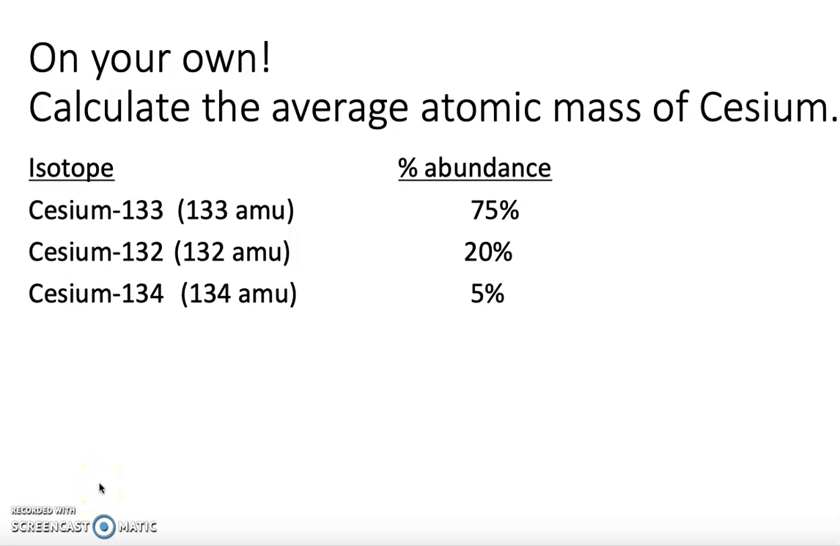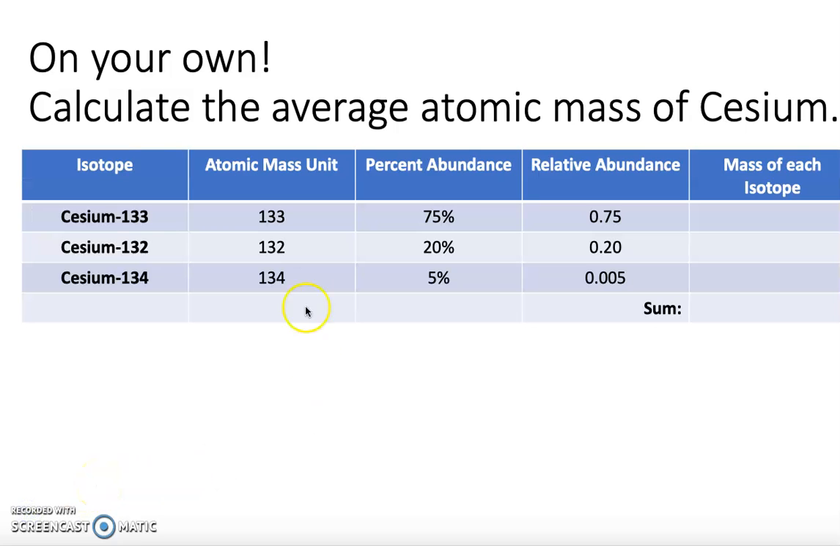Okay, so checking your work. You have this table here. You have your relative abundance. You multiply the relative abundance by the atomic mass unit for each one of them, and you get these 3 numbers right here. Then you take the sum of these and you get 132.85. And you can check the periodic table to see if you're right. It's like a self-check. Okay, that's how it's done.